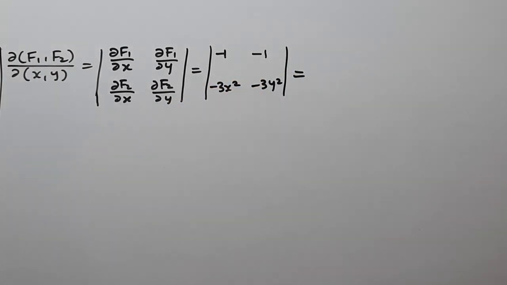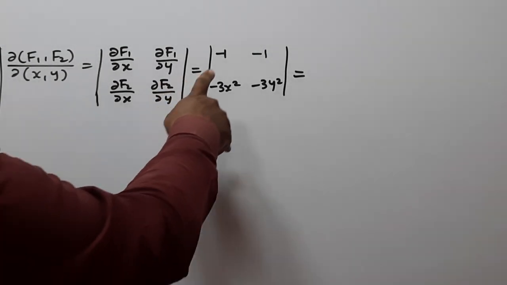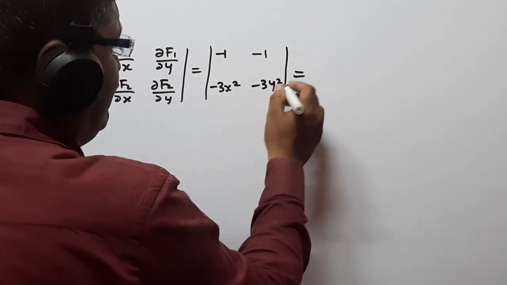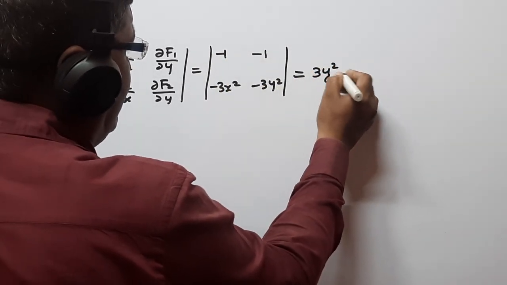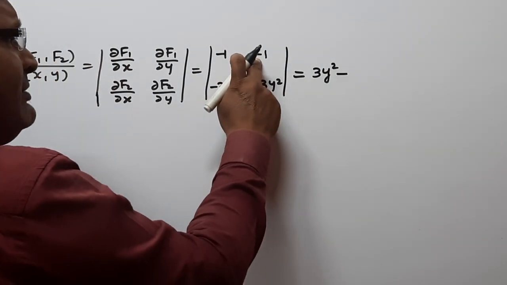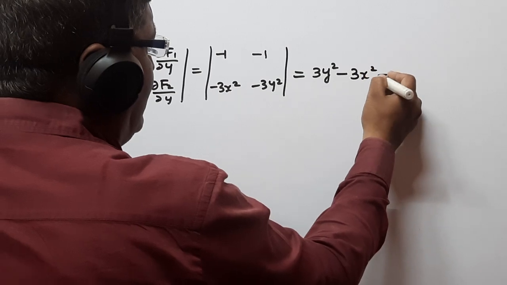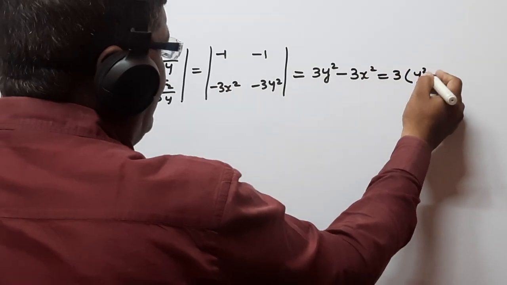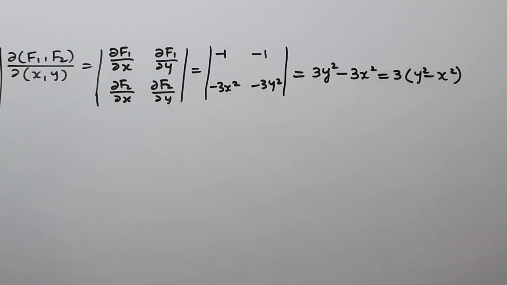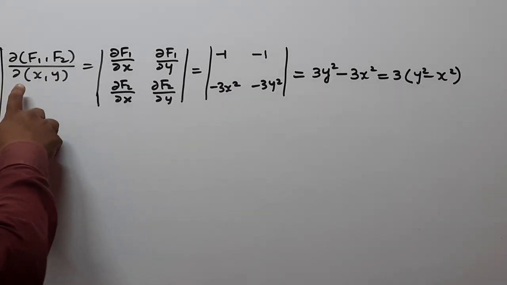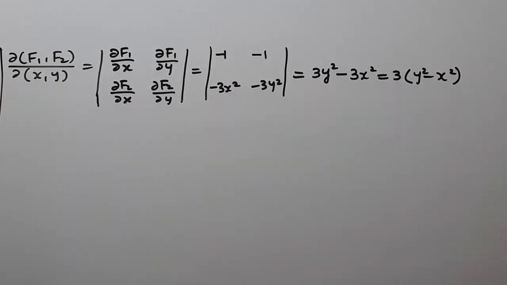Now we solve this second order determinant. Minus 1 multiplied by minus 3y square, minus multiplied by minus is plus, so this is 3y square. Similarly, minus 3x square multiplied by minus 1 gives 3x square, with the appropriate sign. Now taking 3 common, we get 3 times (y square minus x square). So this is the Jacobian of f1, f2 with respect to x, y.